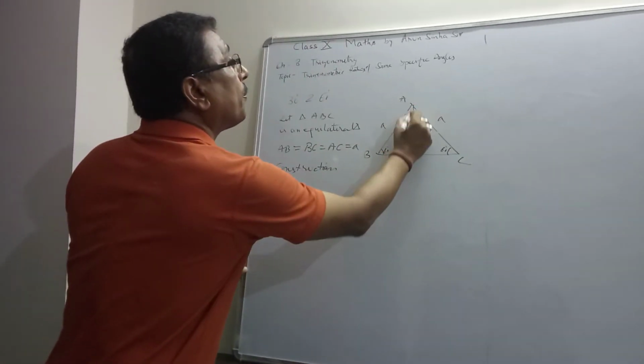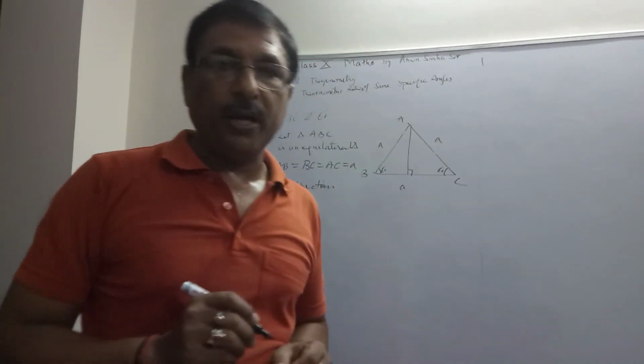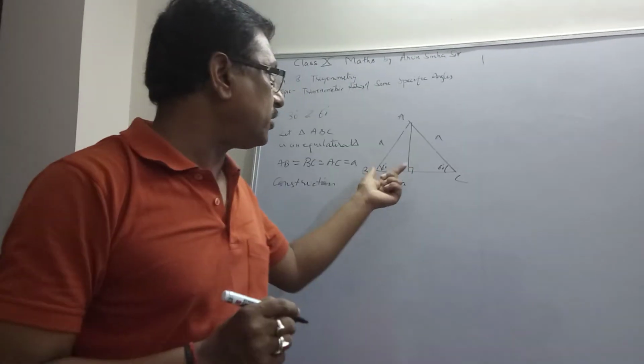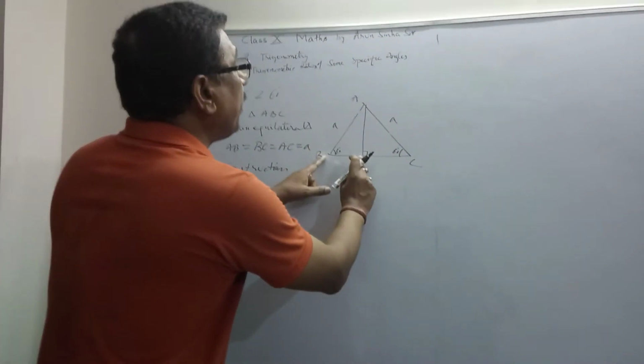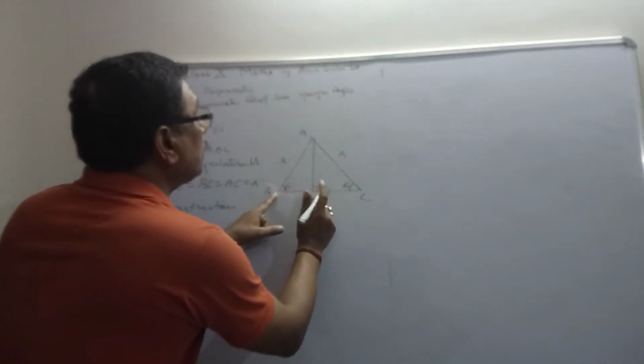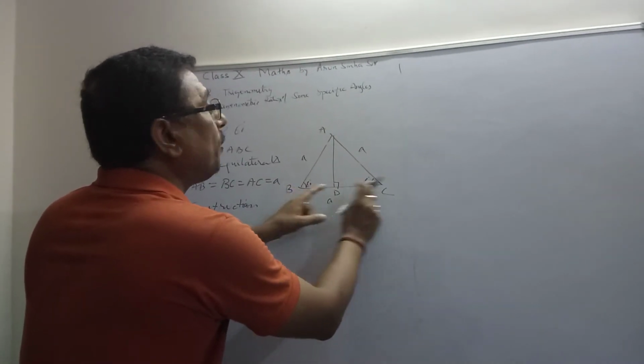You can see you draw the perpendicular. Now you can see in any equilateral triangle, if you draw the perpendicular, it will bisect the base perpendicularly. That means bisect means what? It will divide the whole base into two parts. This one you termed as D, BD and DC, and these two parts will be equal.